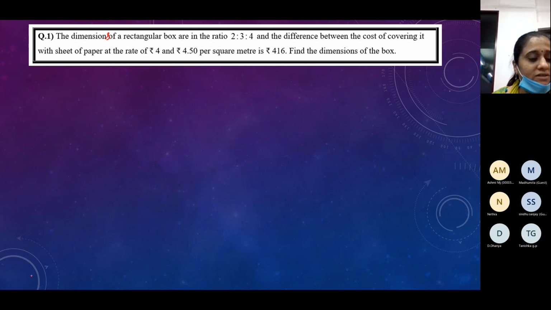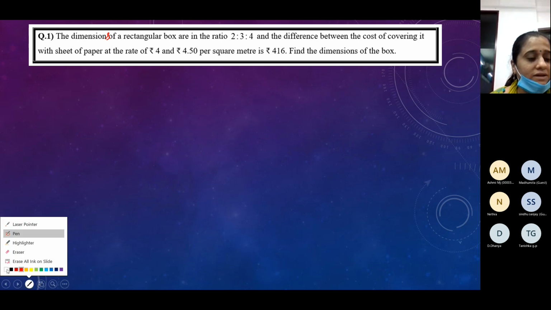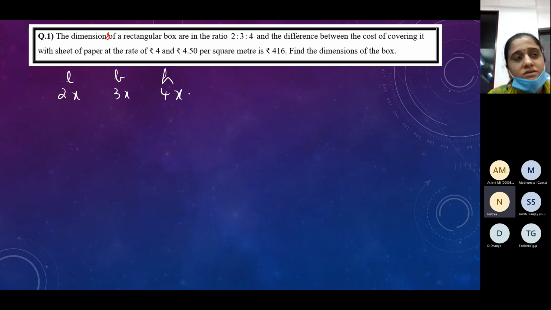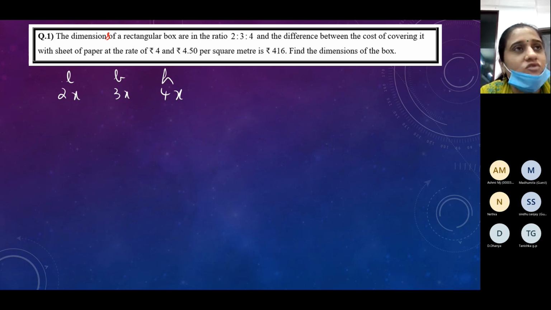Now see here, don't write anything, children. What will be the length, breadth, and height of the box? 2x, 3x, and 4x. Now here, should you find volume or surface area? You're wrapping the box with a sheet of paper. You're covering the box with a sheet of paper. So is it volume or area?